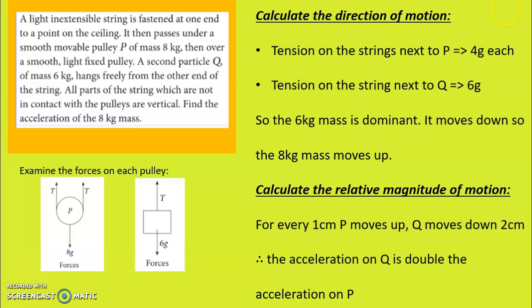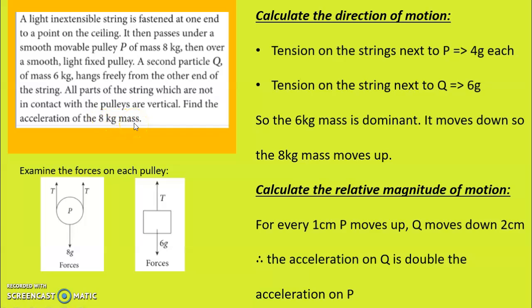So let's look at this example. We have a light and extensible string fastened at one end to a point on the ceiling. It passes under a smooth movable pulley P of mass 8 kilograms and then over a smooth light fixed pulley. A second particle Q of mass 6 kilograms hangs freely from the other end of the string, and all parts of the string which are not in contact with the pulleys are vertical. Find the acceleration of the 8 kilogram mass.